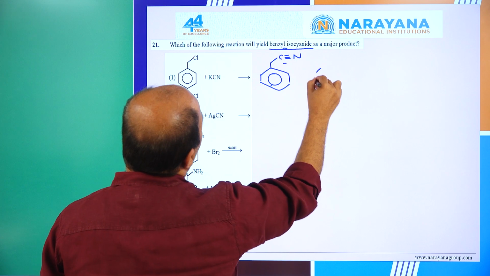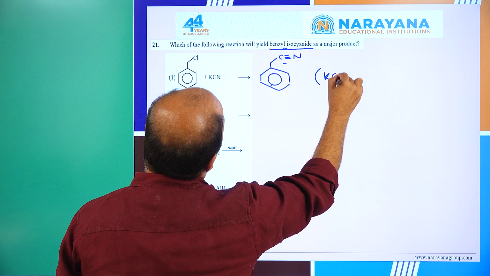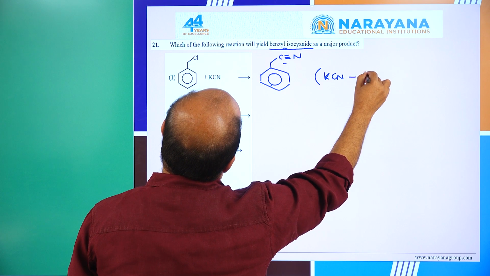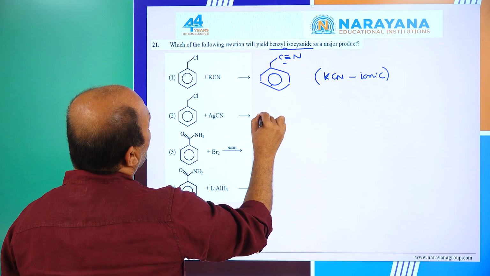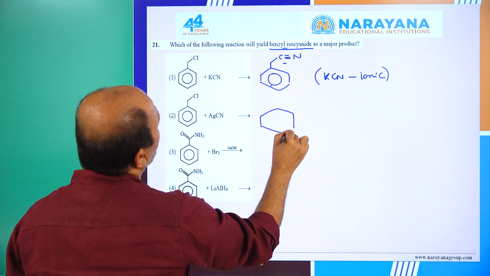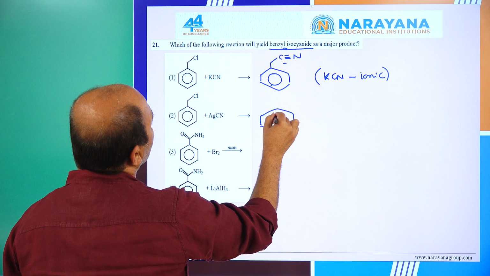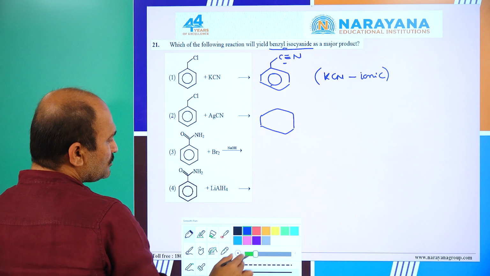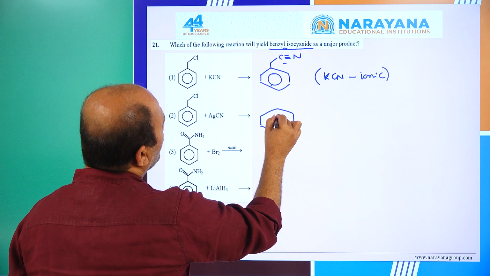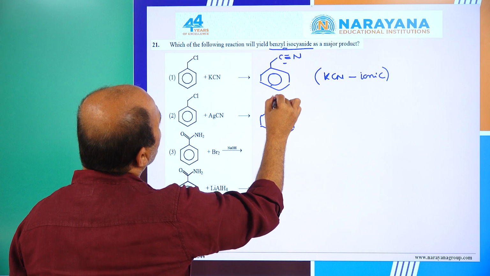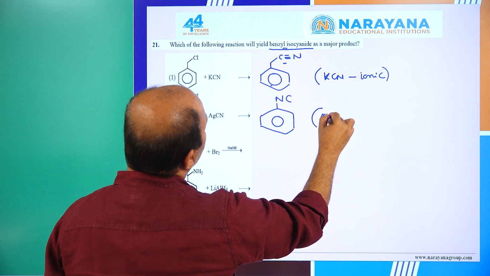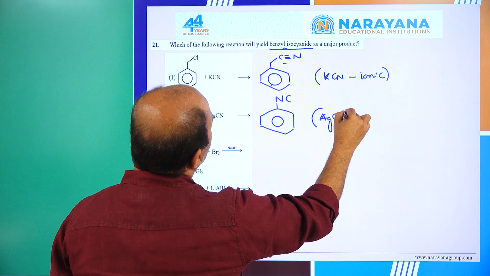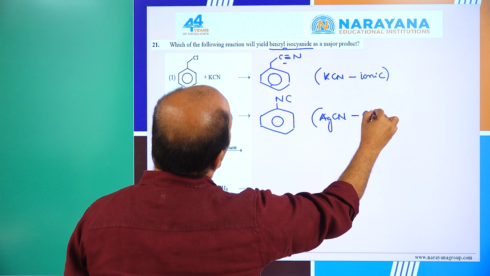AgCN is a covalent compound. KCN is ionic, and in this case isocyanide is the major product, because AgCN is covalent.